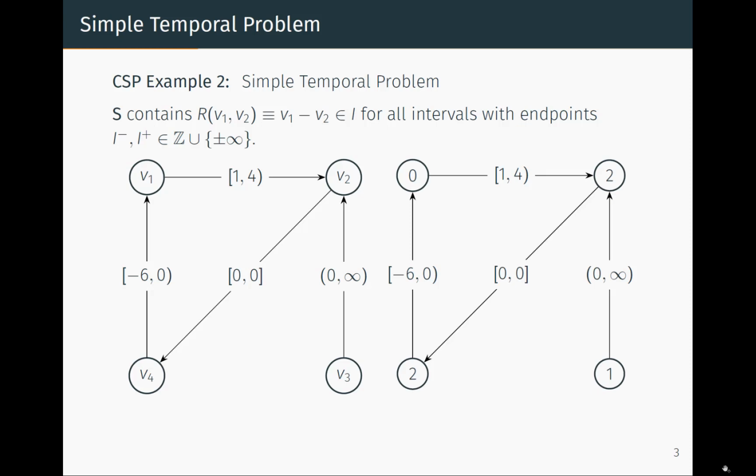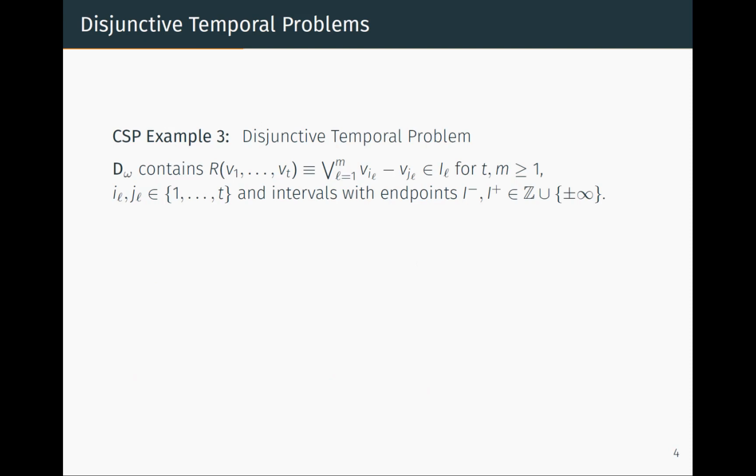So to compare the simple temporal problem and point algebra, the simple temporal problem is more general. Any relation that we could express in point algebra can be expressed here. For example, the equality is expressed by this interval, and the greater than relation is expressed by this interval. But sometimes we need even more expressibility, and then we can add expressibility to a constraint language by allowing disjunctions of its relations. So the disjunctive temporal problem, or DTP, is a CSP over a language D-omega, which contains every relation of arbitrary arity that can be constructed by taking a disjunction of a finite number of STP relations.